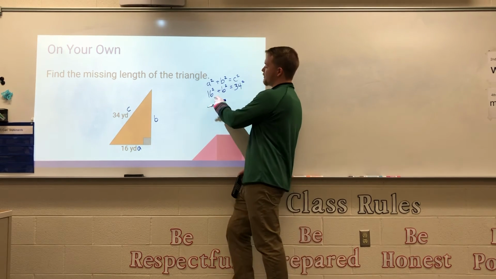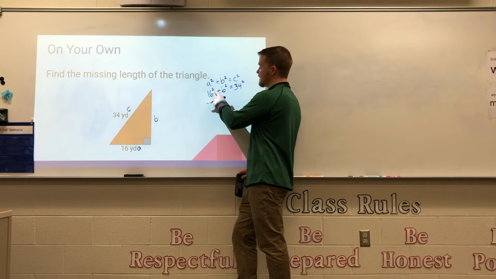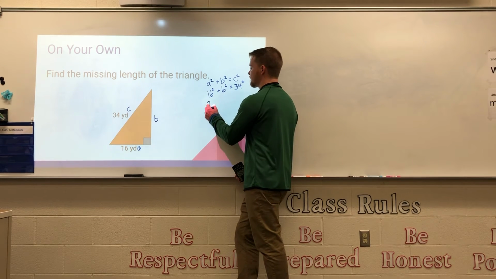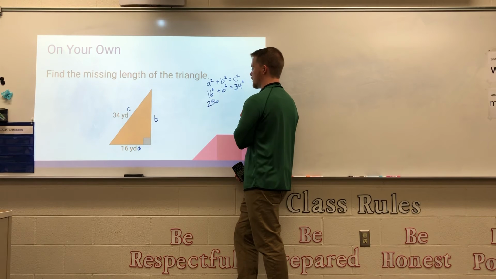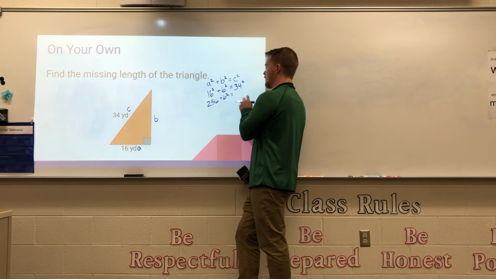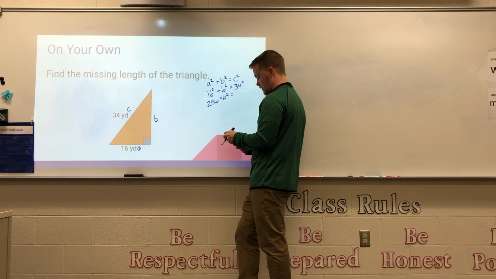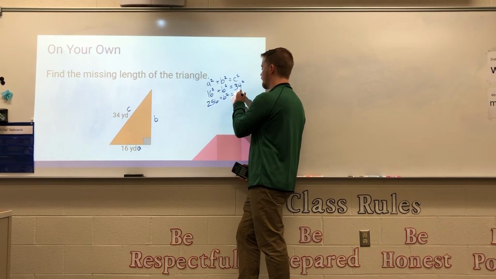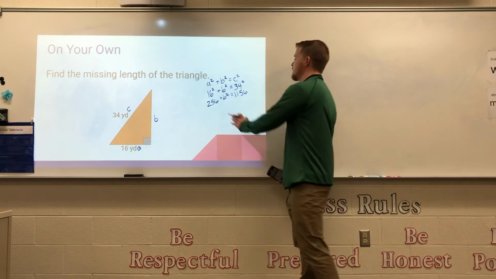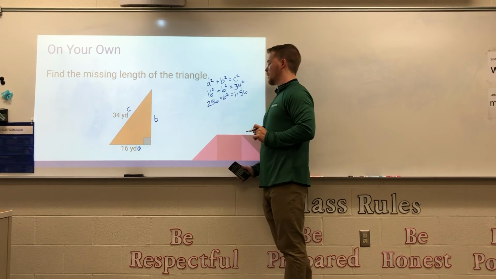So we simplify the powers of 2. So 16 to the second power is 256 plus b squared, because we don't know it yet. And then 34 to the second power is 1,156. So once we simplify that, that is where we are so far.